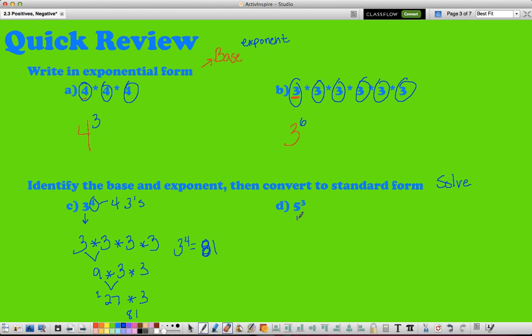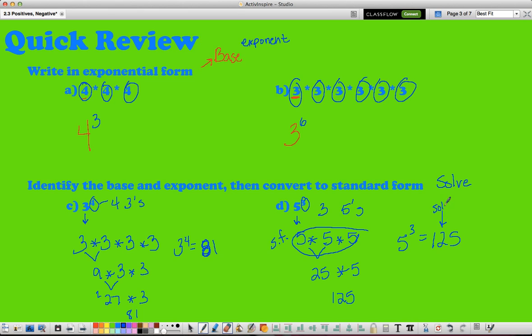So here we have 5 that's being multiplied, and you need 3 5s. So 1, 2, 3, and then I multiply. Again, 5 times 5 is 25. Times 5 is 125, so that would be our solution. So 5 to the 3rd is equal to 125. So this is standard form, and this is the solution.